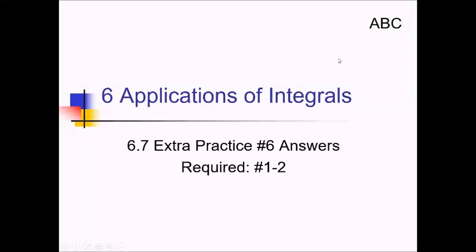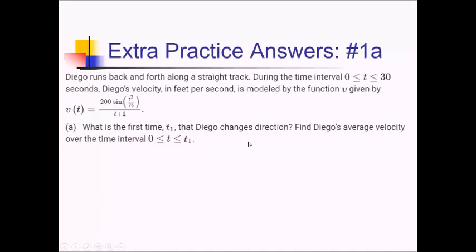Hello there, Mr. Sutton here with the AB Calculus 6-7 Extra Practice number 6 solutions on total distance. For this calculator-based free response question, we have Diego running back and forth on a straight track along the interval from 0 to 30 seconds, and Diego's velocity in feet per second is given by this v function.